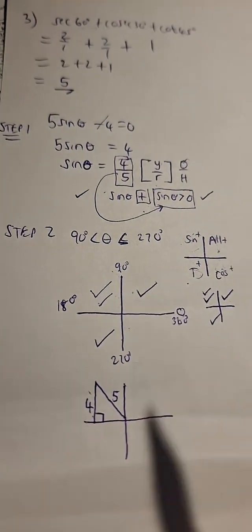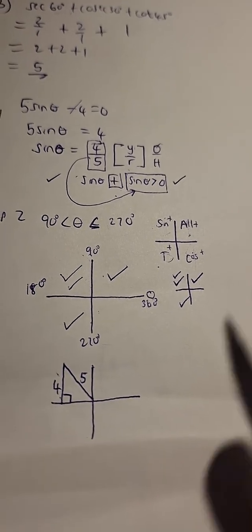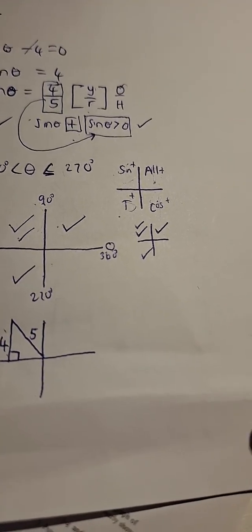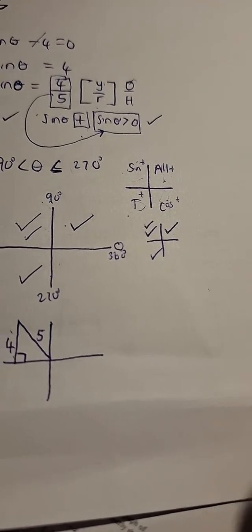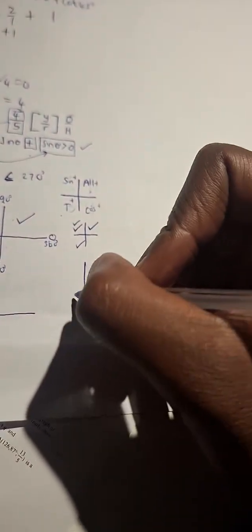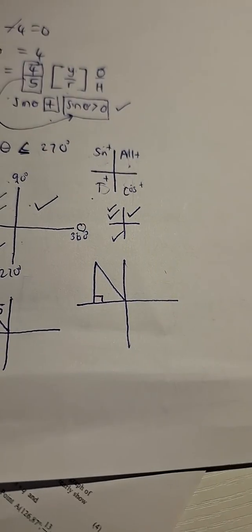I'm done with locating using ticks. Now I go and ask, where do I have the most ticks? In which quadrant do I have the most ticks? The quadrant that has the most ticks is the second quadrant. That is where my diagram will be drawn.